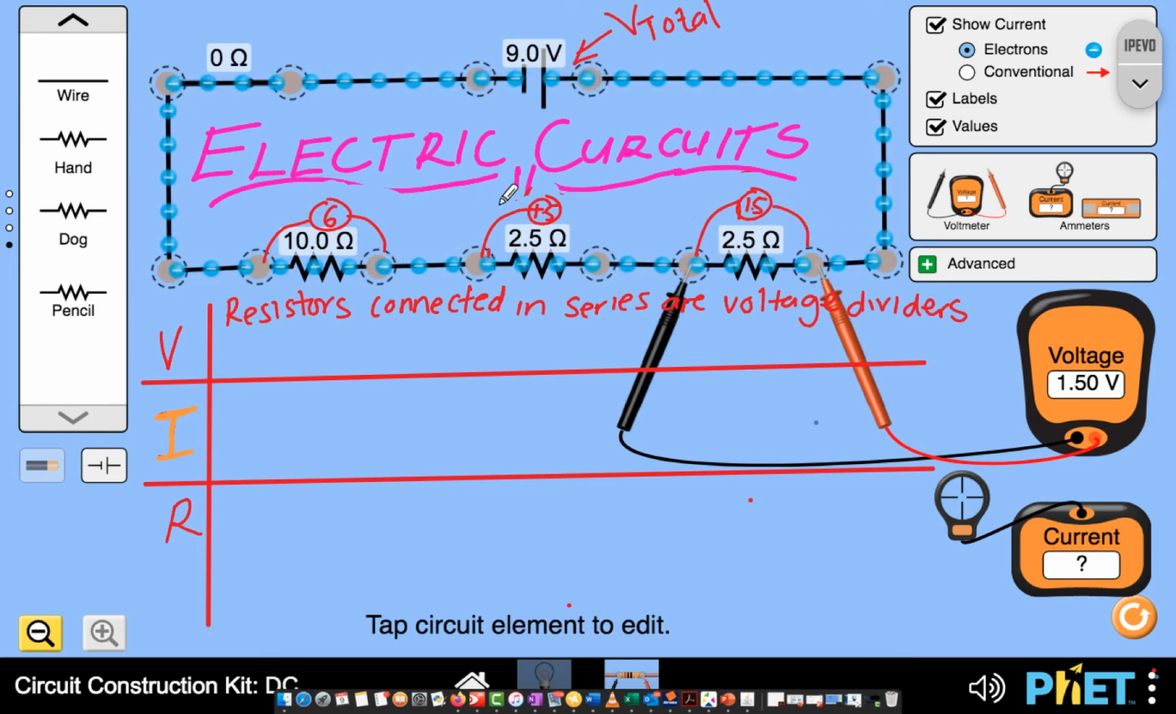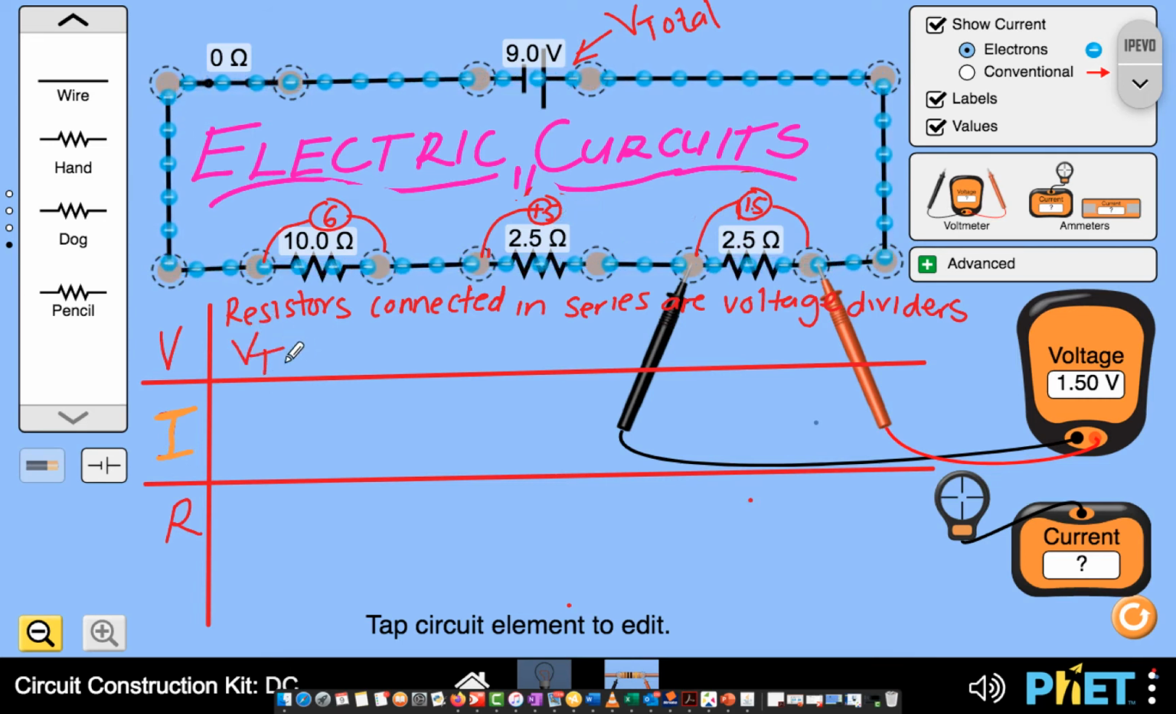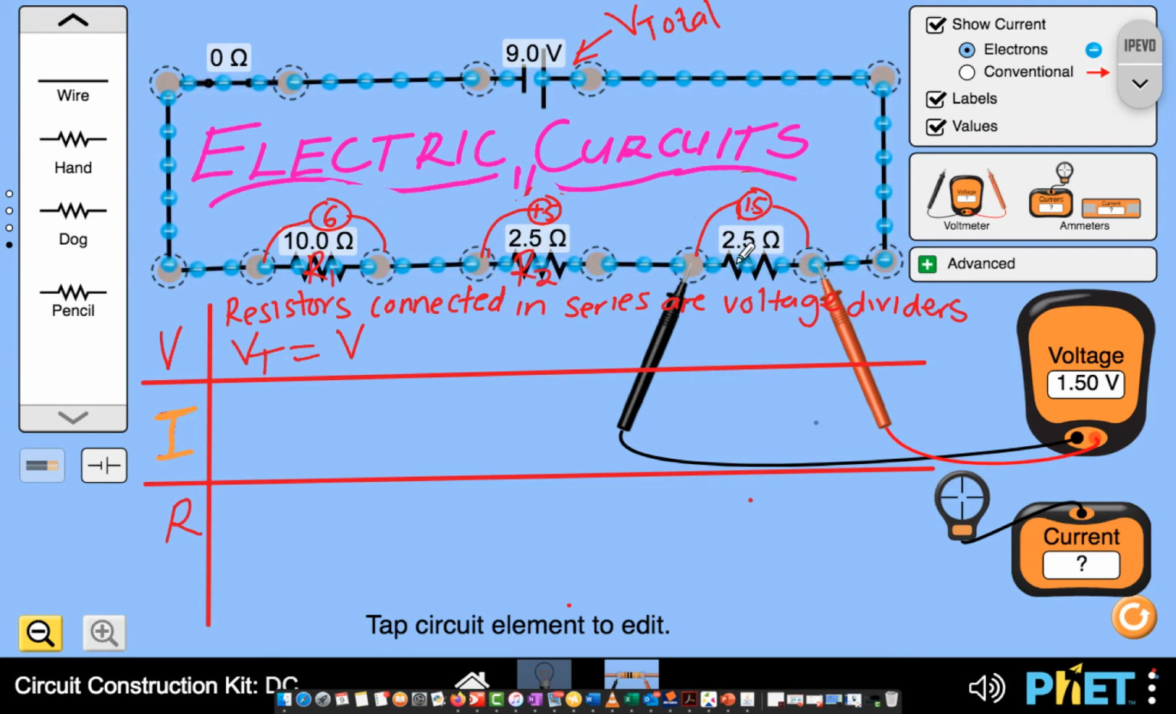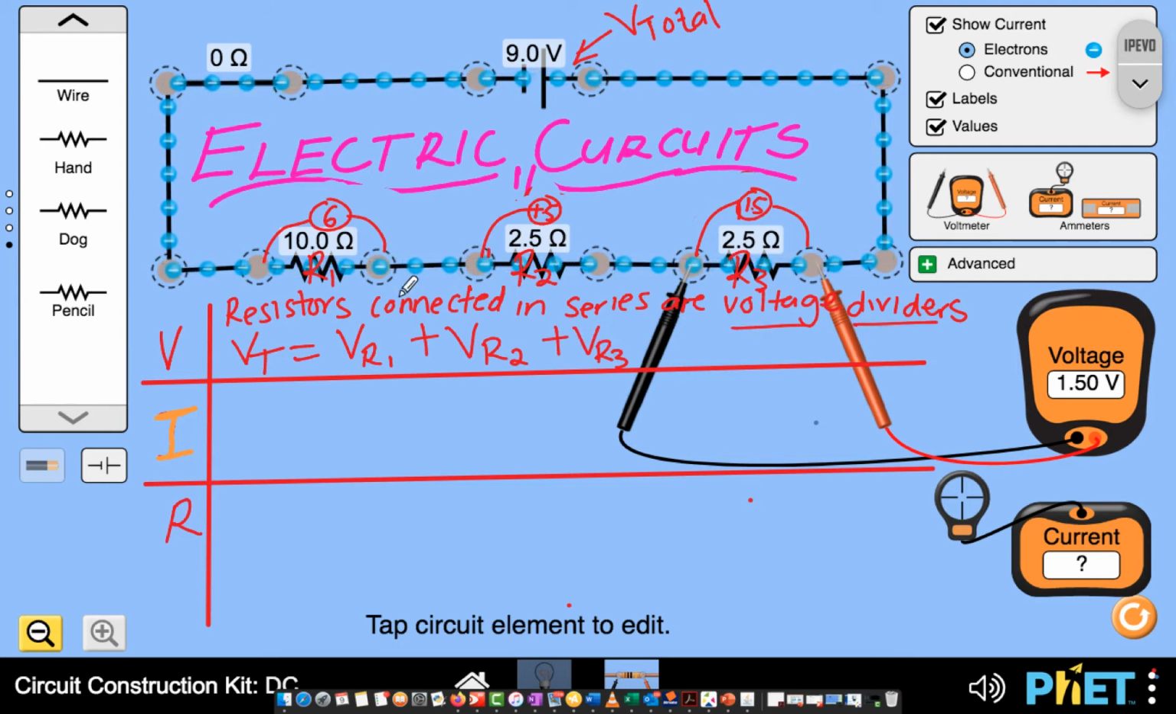And still, as you can see, 6 plus 1.5 plus 1.5 gives us our total voltage. Hence, the total voltage across resistors that are connected in series will be equal to the sum of the voltages across each resistor, which we call resistor 1, resistor 2, and resistor 3. So the total voltage is equal to the voltage across resistor 1 plus the voltage across resistor 2 plus the voltage across resistor 3. Now, let's move on to current.